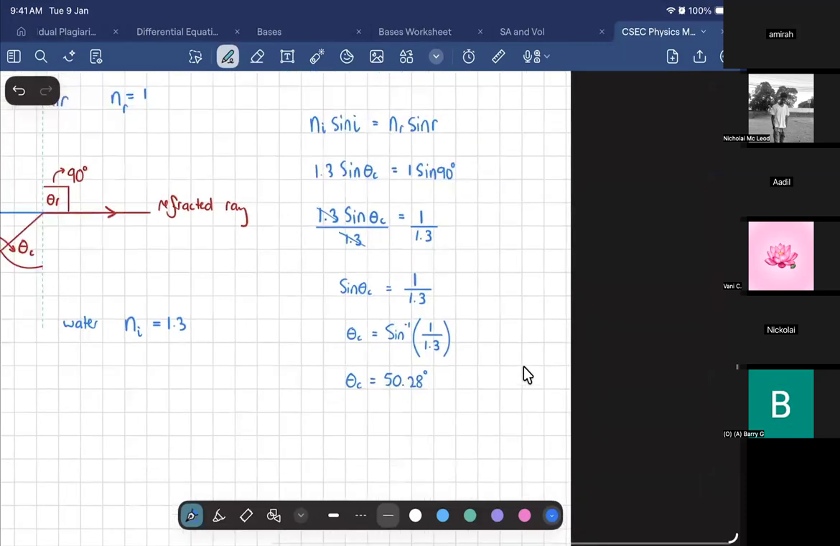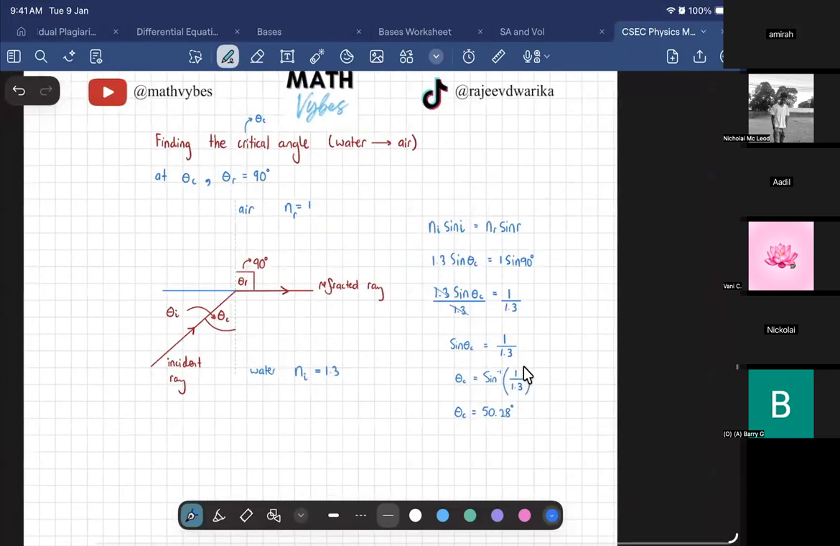Proceed. So in other words, guys, if the angle of incidence is 50.28 degrees, what's the angle of refraction? Here's what I'm saying again. 90 degrees. Yes, I answered correctly.